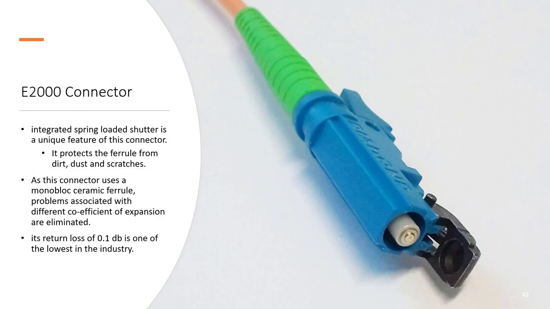The E2000 connector is not used often in a data center or a network except to bring telecommunication into the data center. It's a loved connector because it has a spring-loaded shutter, so from dust, dirt, and scratches, the ferrule of that connector is always protected by that spring-loaded shutter. It also has one of the lowest loss when connected with a mate. It has one of the lowest loss of light of any connector in the industry.